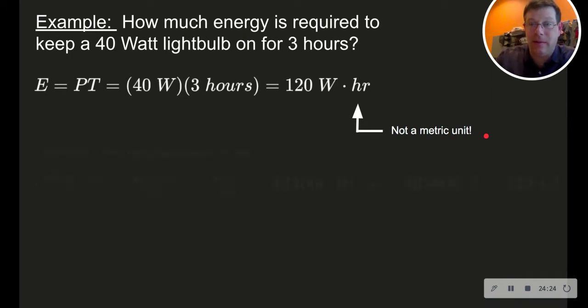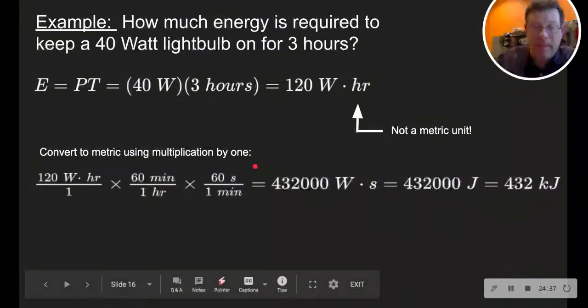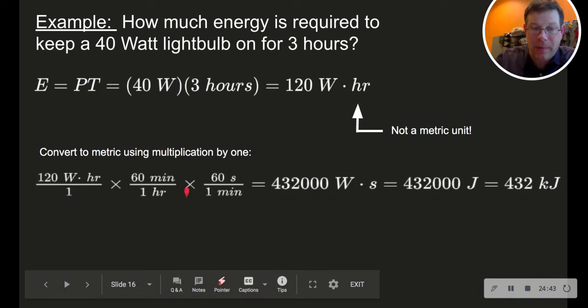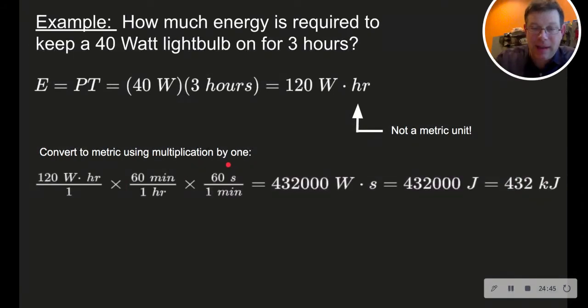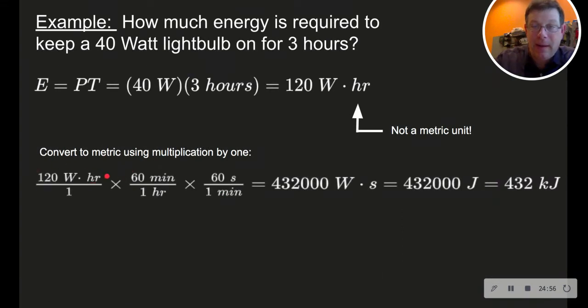So let's do that conversion using multiplication by 1. Take 120 watt hours. You can multiply any quantity by 1 and it remains unchanged. Then we're going to multiply it successively by two factors that are equal to 1. 60 minutes is equal to 1 hour, so a quantity divided by itself is 1. And 60 seconds is equal to 1 minute, so again a quantity divided by itself is 1. These two factors are not changing the fundamental meaning when we multiply them by the quantity we start with, which is 120 watt hours that came from this energy calculation.